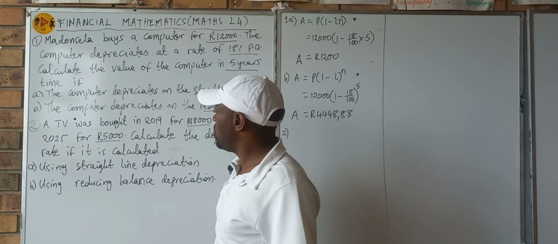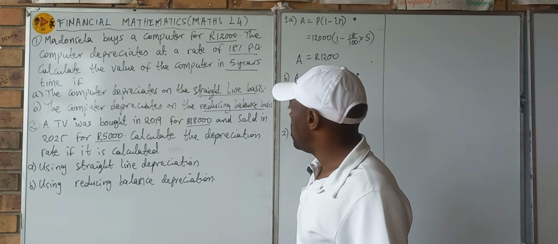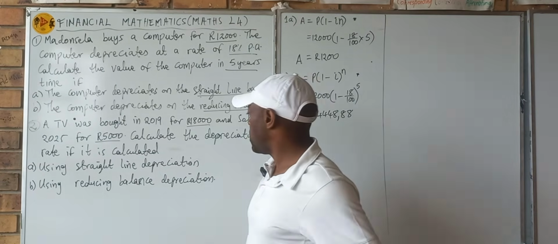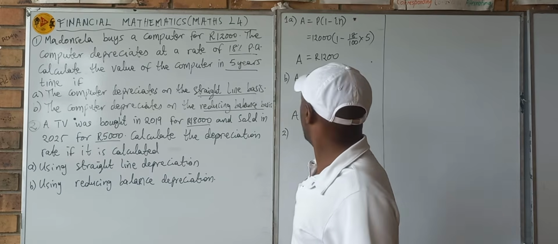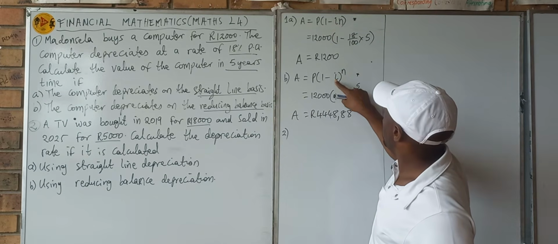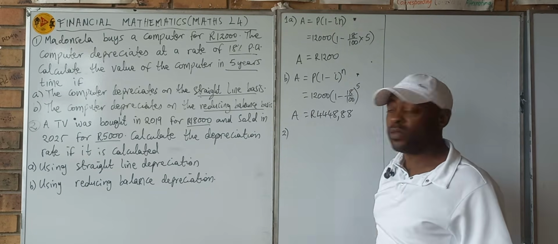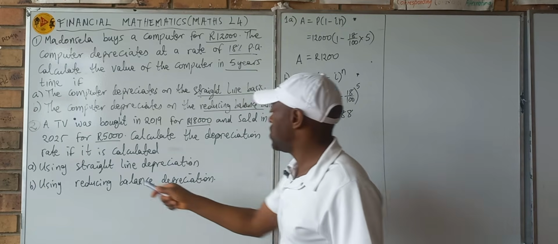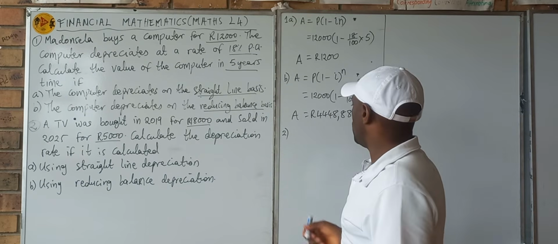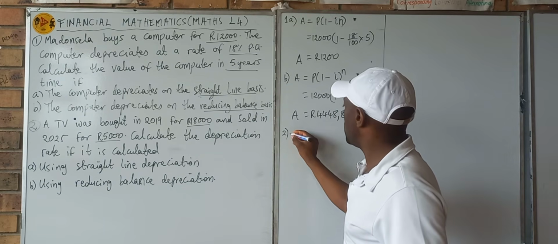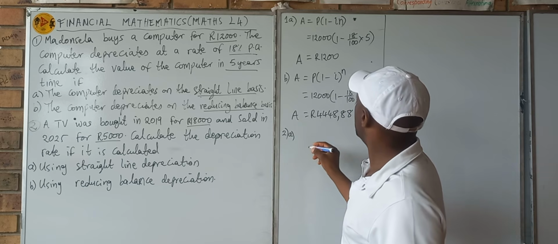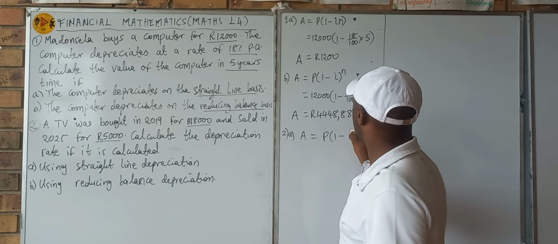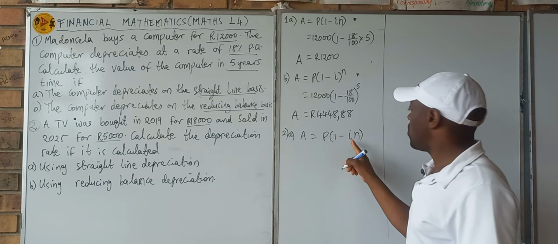It says a TV was bought in 2019 for 18,000 rands and sold in 2025 for 5,000 rands. We need to calculate the depreciation rate. Depreciation rate means we are looking for I. In this formula, I is called the depreciation rate. We need to calculate it using straight line depreciation and using reducing balance depreciation. Again, we are dealing with the same two formulas. For the A part, I start with straight line depreciation. A is equal to P in bracket 1 minus I N. So I'm now calculating N.